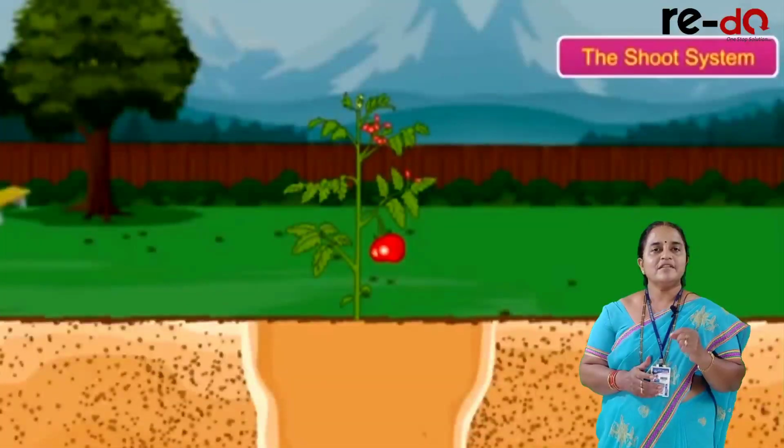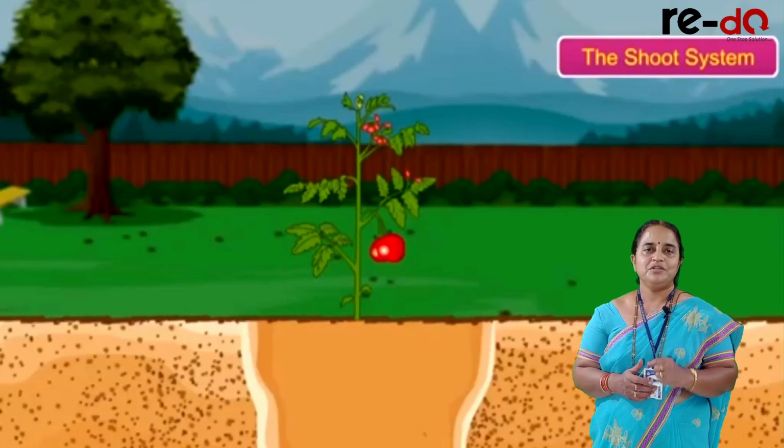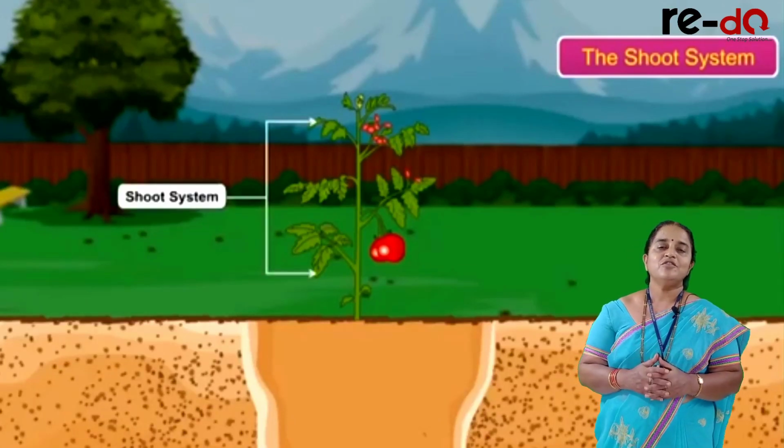Hello students, in the previous session I explained the root system of flowering plants. In today's session let us move on to the shoot system. It is derived from, or developed from, the plumule. So the plumule is considered the embryonic shoot.